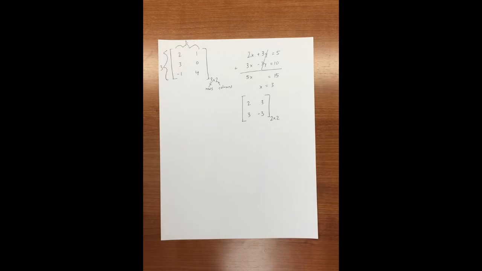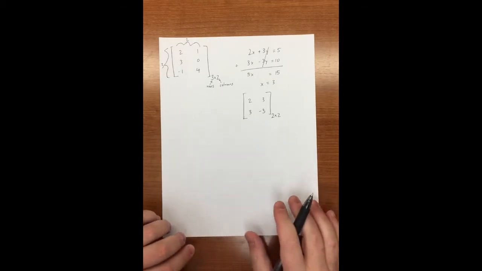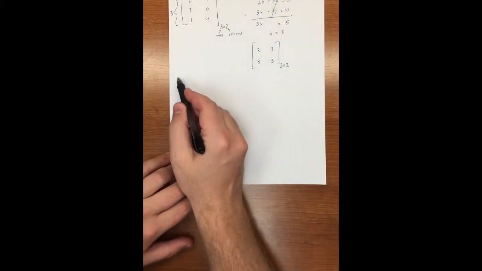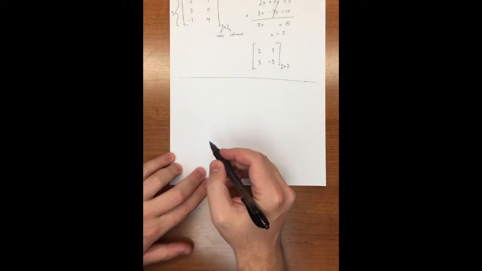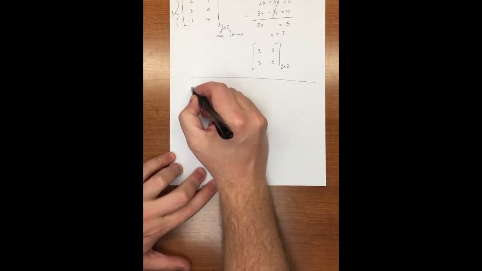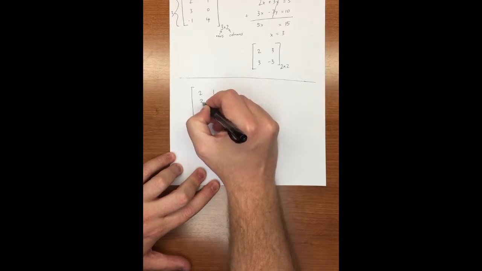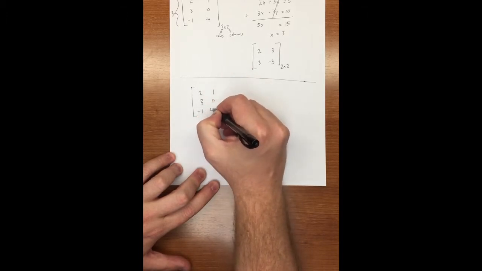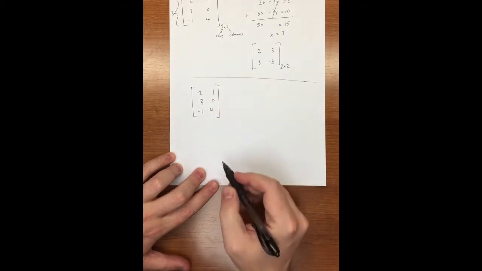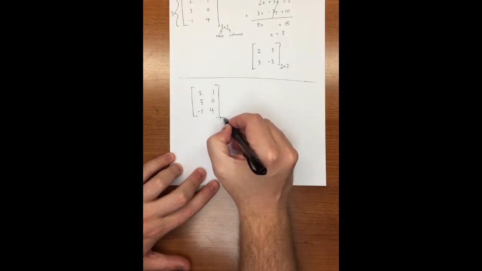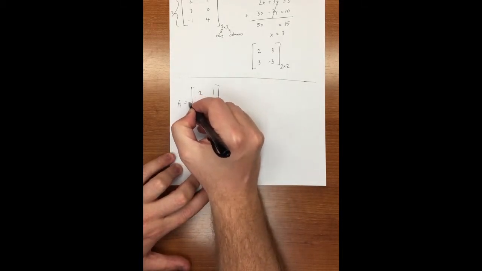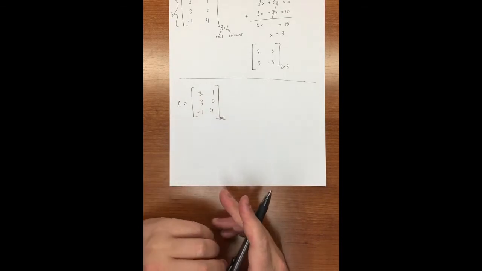Okay, so let's say we have a 3 by 2 matrix like the one that we started with. In fact, let's use the one that we started with. So here's the matrix again: 2, 1, 3, 0, -1, and 4. And we're going to give this matrix a name. This is a 3 by 2 matrix. We're going to call this matrix A. Okay, so we're just going to say A is this matrix right here.